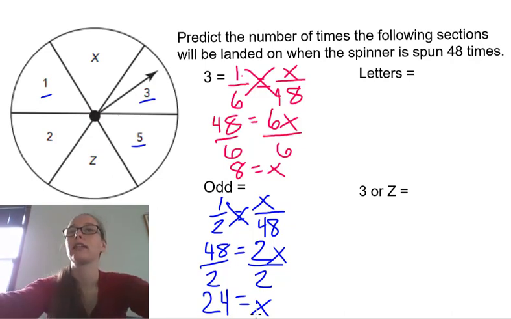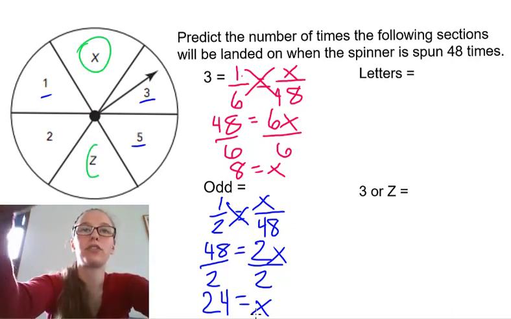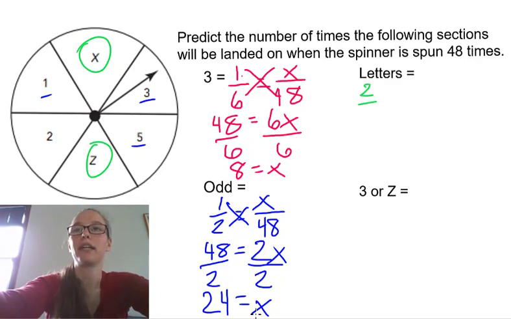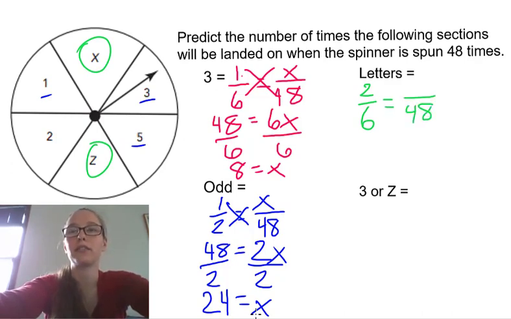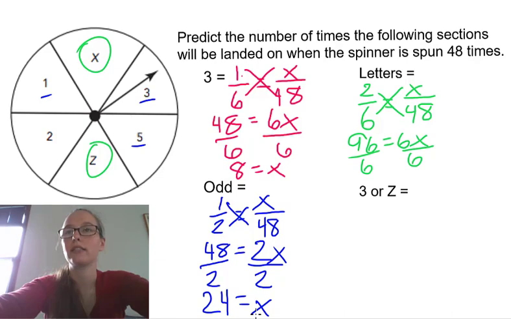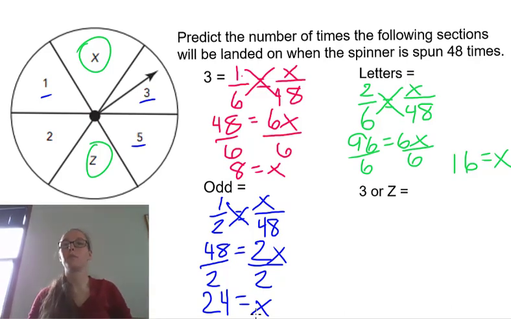Now, let's look at the letters. There are 2 letters. So the probability of landing on a letter is 2/6. And I don't have to simplify it. I could go down to 1/3, but let's say I don't. So 48 is the total, so it's going to go on the denominator. I'm going to cross multiply. 48 times 2 is 96 equals 6x. Divide both sides by 6 because that's the inverse. And we get 16. So we can predict to land on a letter 16 times out of 48. That's not guaranteed to happen. I'm just going to keep reiterating that.